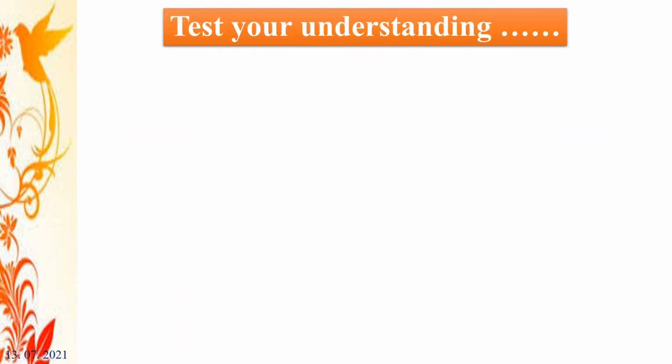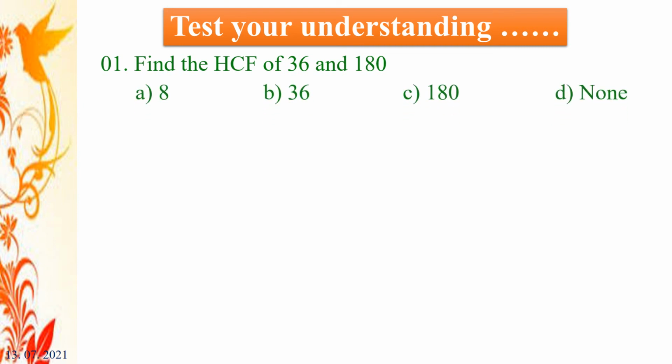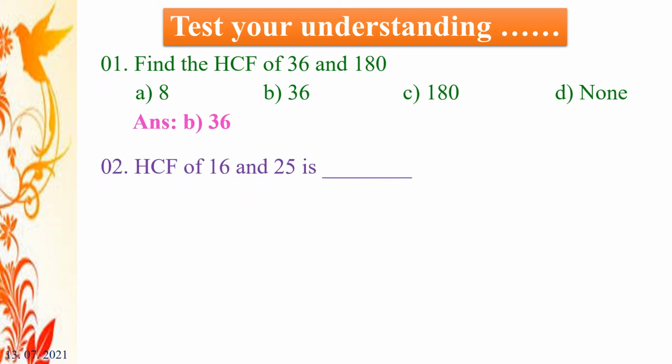Test your understanding. Find the HCF of 36 and 180. Now we are going to find the answers. The options are A 8, B 36, C 180 and D none. So find the factors of 36 and 180. Then you can circle the common factors, then multiply, and we'll get that answer, isn't it? Yes. That is option B, 36.